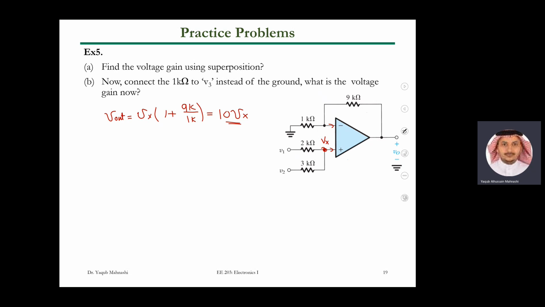So now we don't know the relation between Vx and V1, and that's why it is asked to find it using superposition. So if I try to find the superposition, I ground this one in the first place. I find the contribution of V1 to Vx, and then I ground V1 and do the same for V2. I find the contribution of V2 to Vx. So in this case, by the way, this is A.